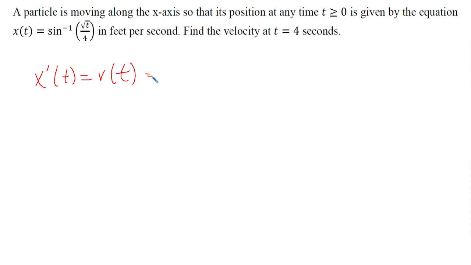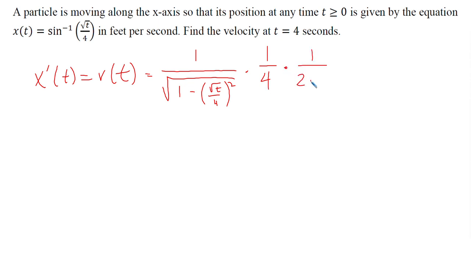So, well, the derivative of inverse sine is 1 over root 1 minus the function squared. The function is root t over 4. So we'll write root t over 4 squared, and then we have to multiply that by the derivative of root t over 4. Well, the 1 over 4 part's just a constant in front of it, so we'll do 1 over 4 and 1 over 2 root t.